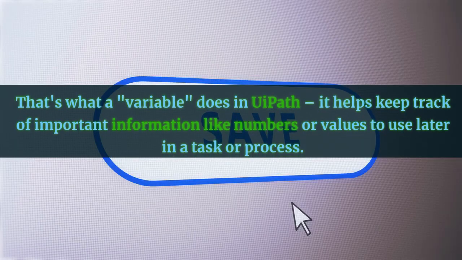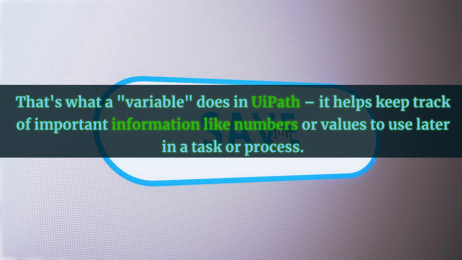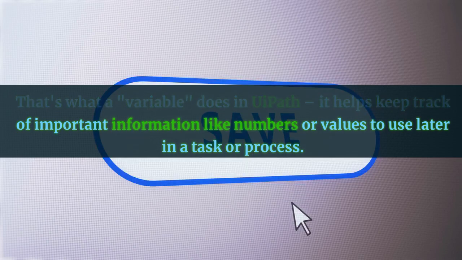That's what a variable does in UiPath. It helps keep track of important information like numbers or values to use later in a task or process.